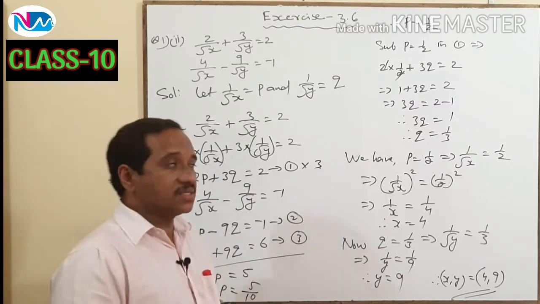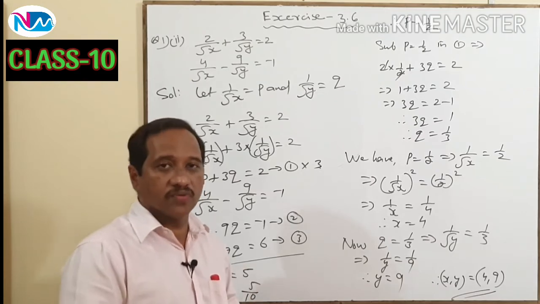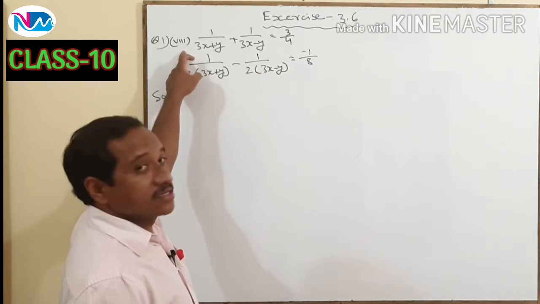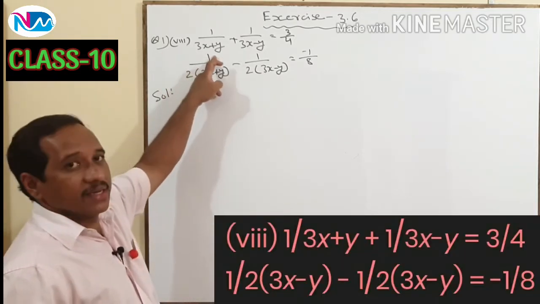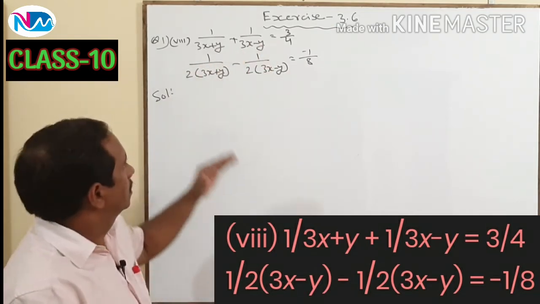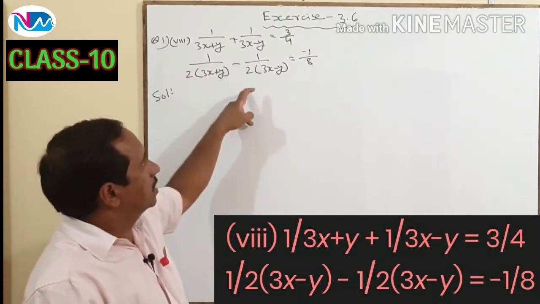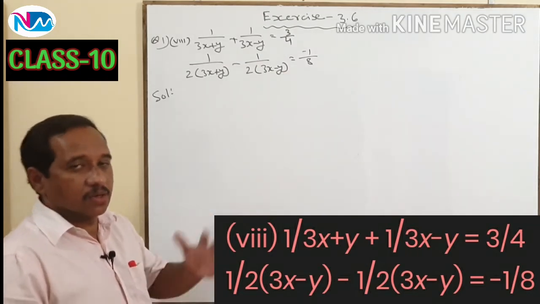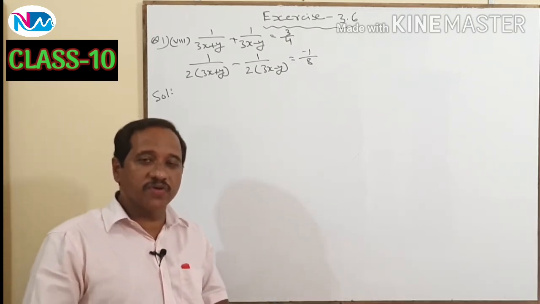Hence, we solved this question by reducing the given equation into the standard form of a pair of linear equations in two variables. Now see the 8th question under question number 1: 1 by (3x plus y) plus 1 by (3x minus y) is equal to 3 by 4, and 1 by 2 into (3x plus y) minus 1 by 2 into (3x minus y) is equal to minus 1 by 8. Here also, we need to reduce this into the standard form of a linear equation in two variables.